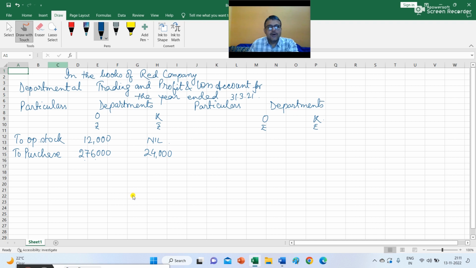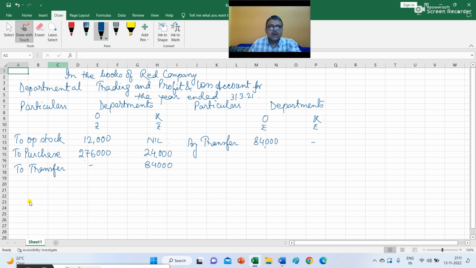Then transfer from department O. So on the credit side of department O, I have to write by transfer. And the amount transferred from department O is 84,000. That will be recorded on the debit side of department K. So here I will write to transfer 84,000.